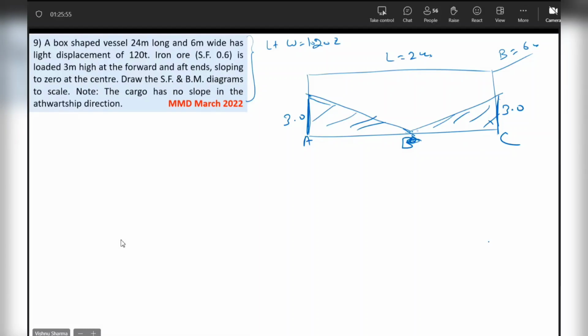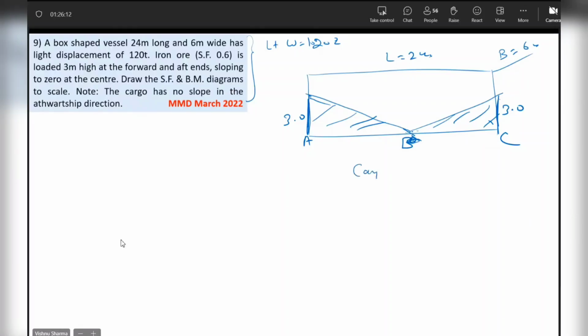We can take A, B, C. Okay, we'll have to get the weight of the cargo, beta, first. Light displacement is known. What has he given us? A box-shaped vessel, light displacement given, stowage factor is given. So now we have to get the weight of the cargo, okay?